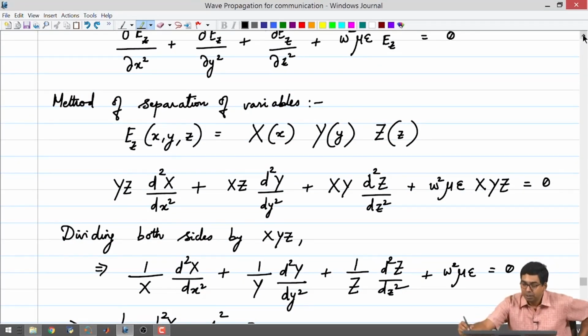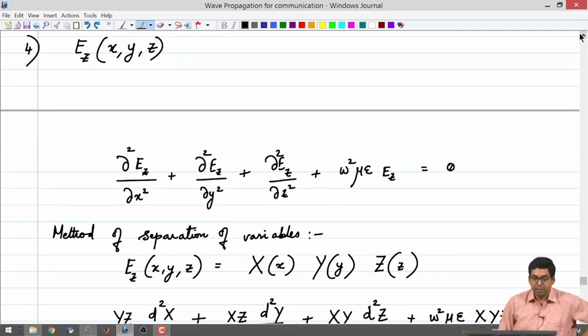So, we had del square Ez by del x square plus del square Ez by del y square plus del square Ez by del z square plus omega square mu epsilon Ez is equal to 0. This is the original equation that we started this derivation with. So, you can go back and substitute. One of the things that you could say is, I am verifying if Ez is a valid solution, whether it is satisfying the equality, whether the right hand side equal to 0 means that the left hand side should become equal to 0. You could go ahead and substitute, it will be a lengthy process.